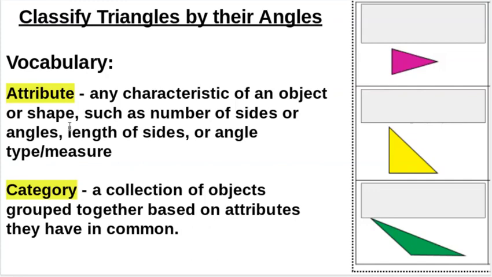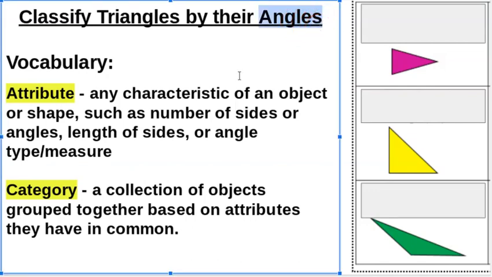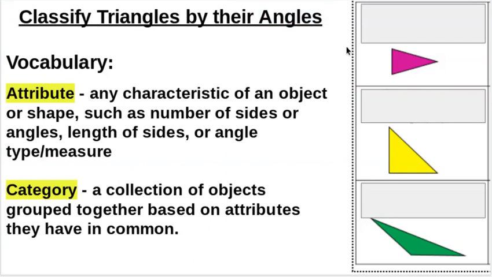We're going to be looking at attributes of triangles, and we're going to group them into categories based on their angles. So there are 3 types of triangles when looking at their angles. We can either call them acute triangles, right triangles, or obtuse triangles. And again, you hear those angle vocabulary terms coming back into this.